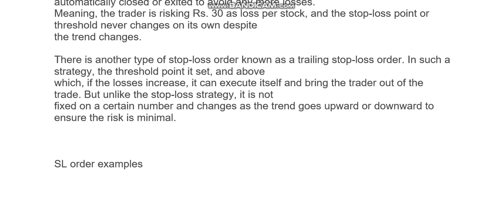There is another type of stop loss order known as a trailing stop loss order. In such a strategy, the threshold point is set, and if the loss goes beyond it, the order can execute itself and bring the trader out of the trade. But unlike the stop loss strategy, it is not fixed on a certain number and changes as the trend goes upward or downward to ensure the risk is minimal.